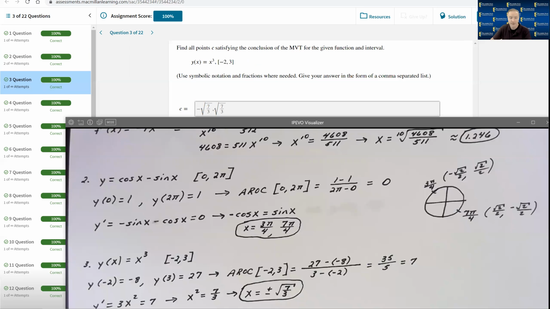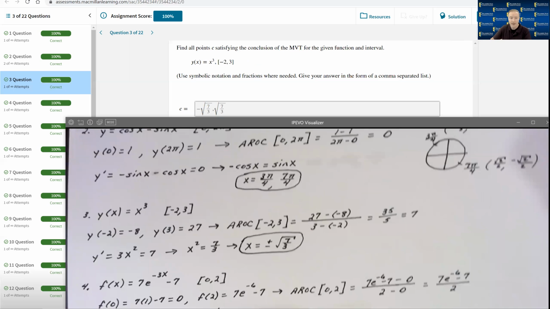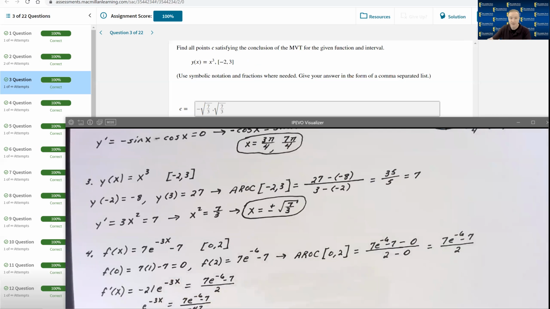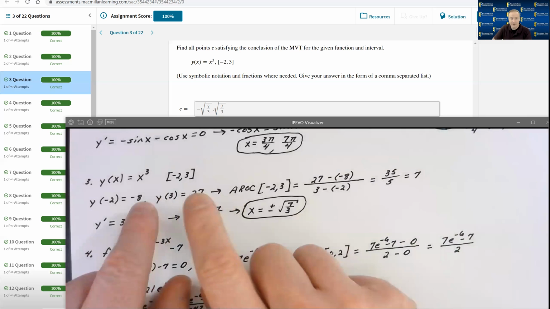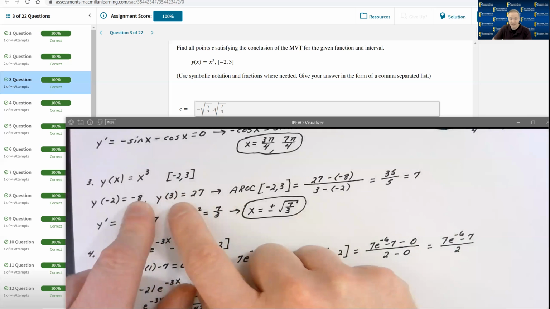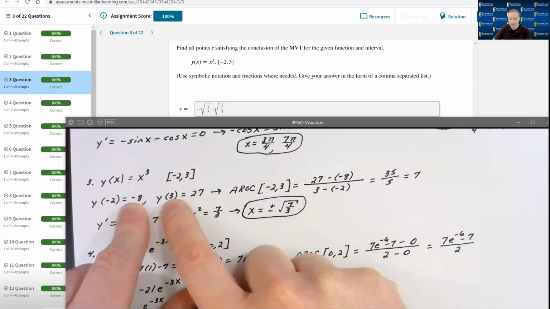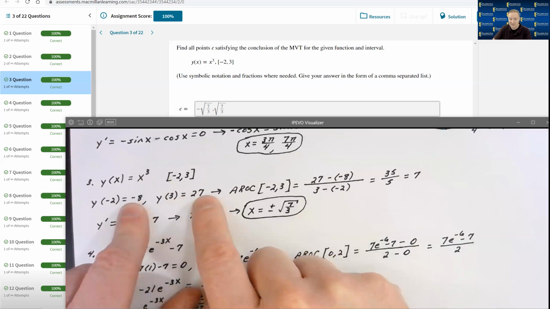For number 3 here, we have y is equal to x cubed, so pretty simplistic function here, on the interval -2 to 3. So I said, okay, I need to find out the beginning and the ending point. Y evaluated at -2 is -2 cubed. I get -8. Y evaluated at 3 would be 3 cubed, 27.